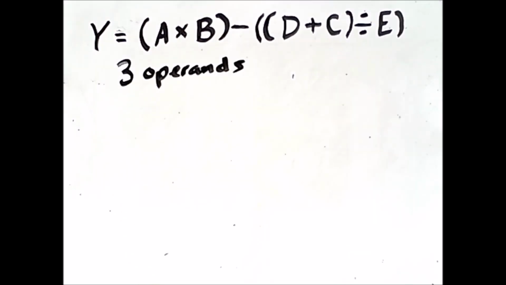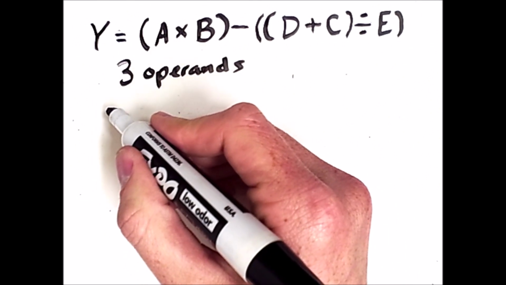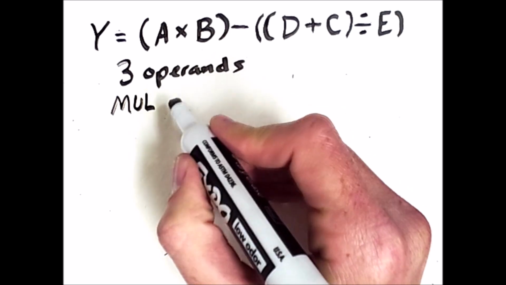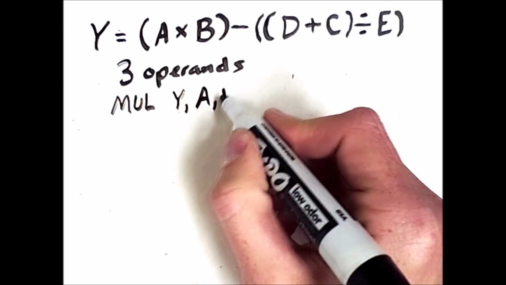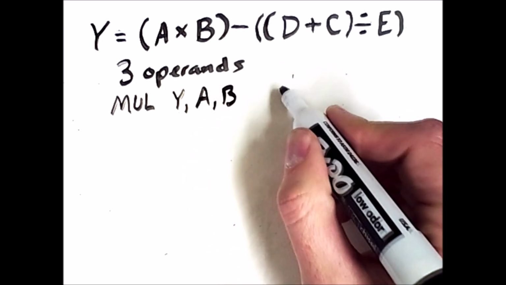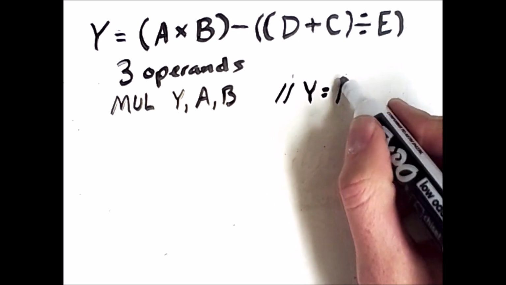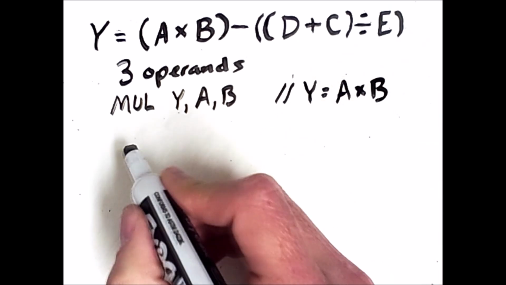In this case, the program is relatively straightforward, and there are several ways of doing this, but I will choose to multiply, saving the result in y. I'm going to multiply a times b. So at this point, y equals a times b. Those are the original values of a and b.